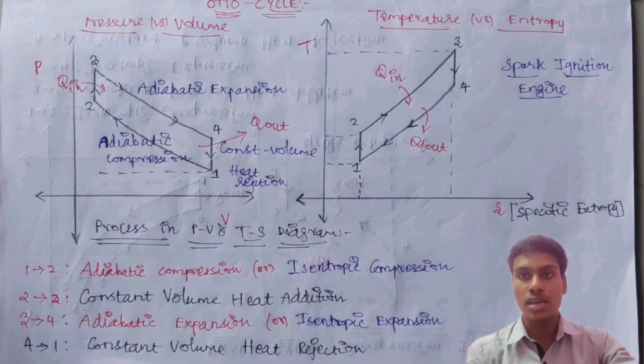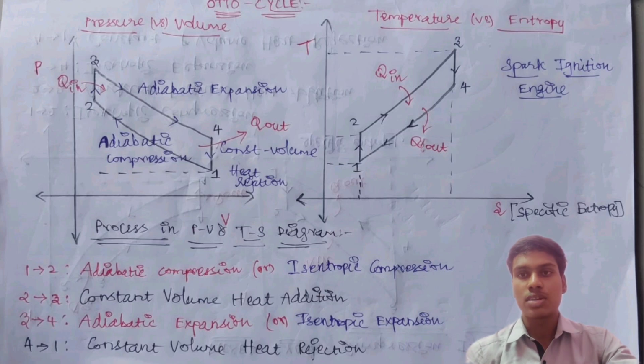As I have given in the figure, the PV diagram and the TS diagram. The PV diagram is pressure versus volume. The TS diagram is temperature versus specific entropy. These are the two basic diagrams. In an interview, they may ask you to draw this kind of diagram, so we should be very ready for it. This is the basic process in the Otto cycle.